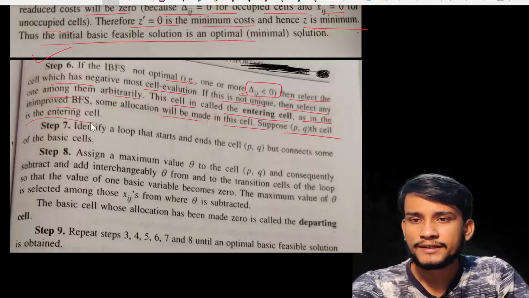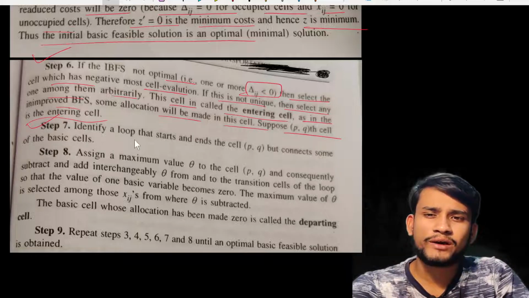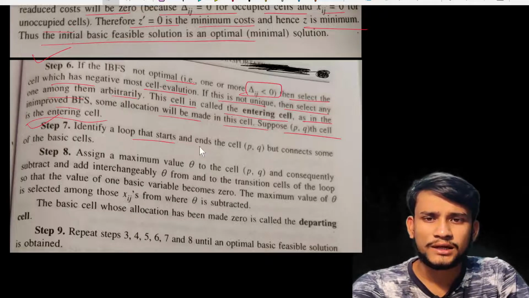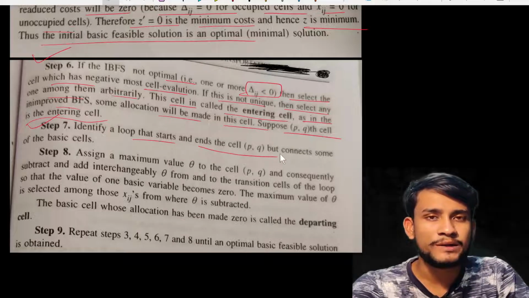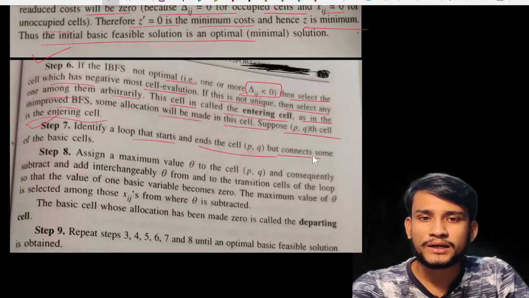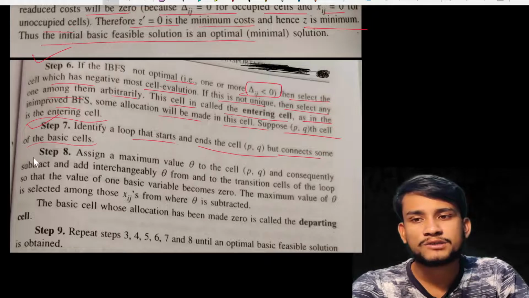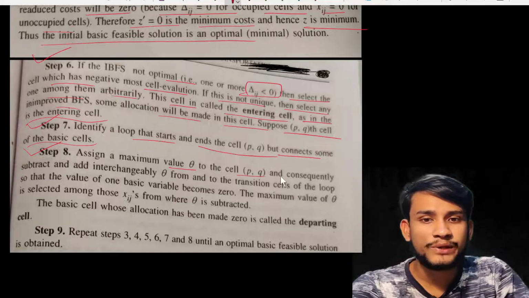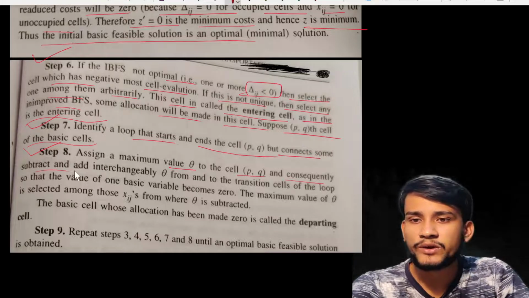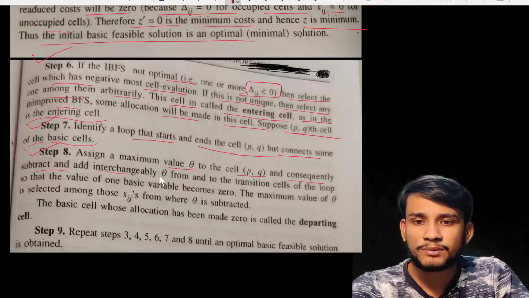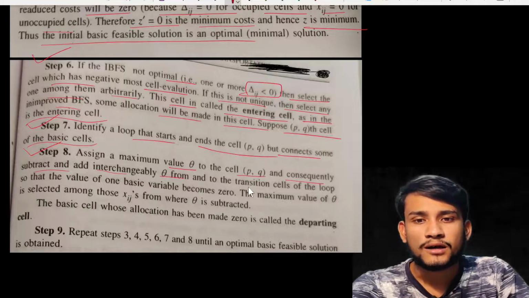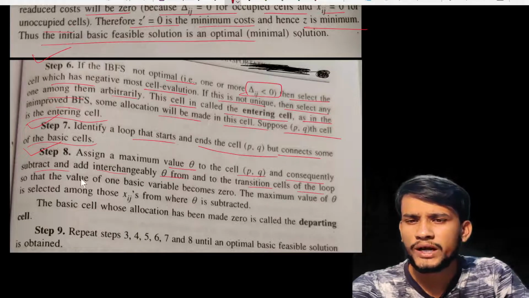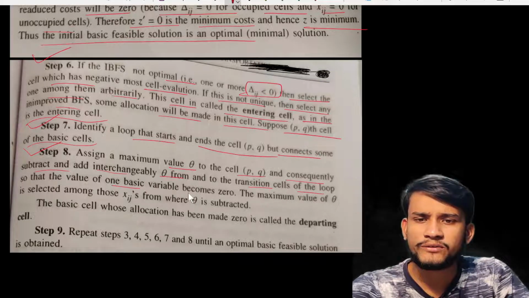is the entering cell. Step 7: identify a loop that starts and ends with PQ. That means we have to find a closed loop, connecting some of the basic cells. Step 8: assign the maximum value theta in the cell PQ and consequently subtract and add theta interchangeably from the transition cells of the loop, so that the value of the basic variables becomes 0.